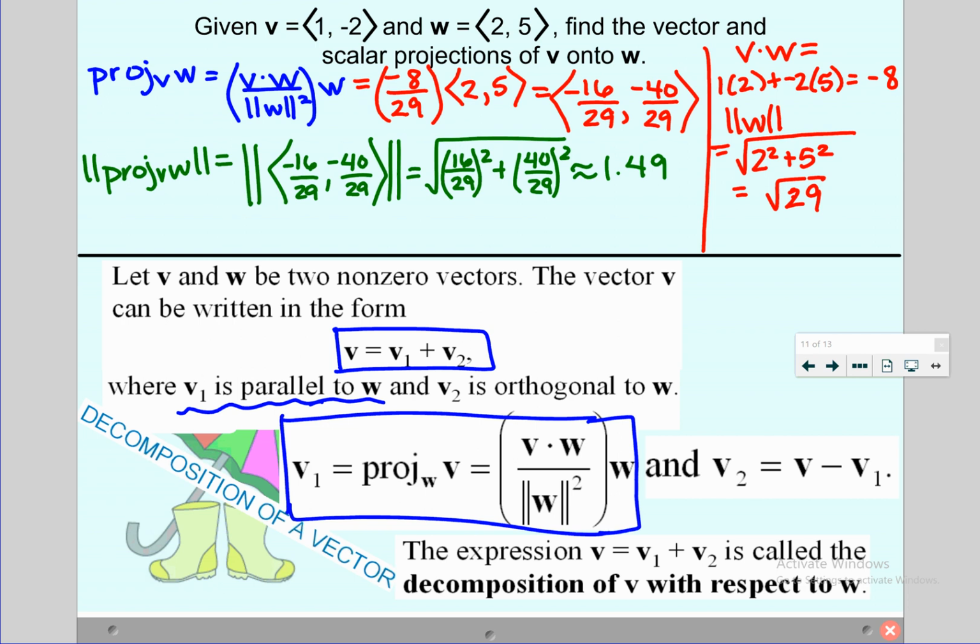Then v2 is going to be orthogonal. Remember, that means perpendicular, essentially, to vector w. And once you have v2, all you have to do is v take away v1, because you already have half of it. v1 and v2 add to vector v. Okay, so that's really like the only new part. So again, just an application of this dot product formula, different ways it can be used.